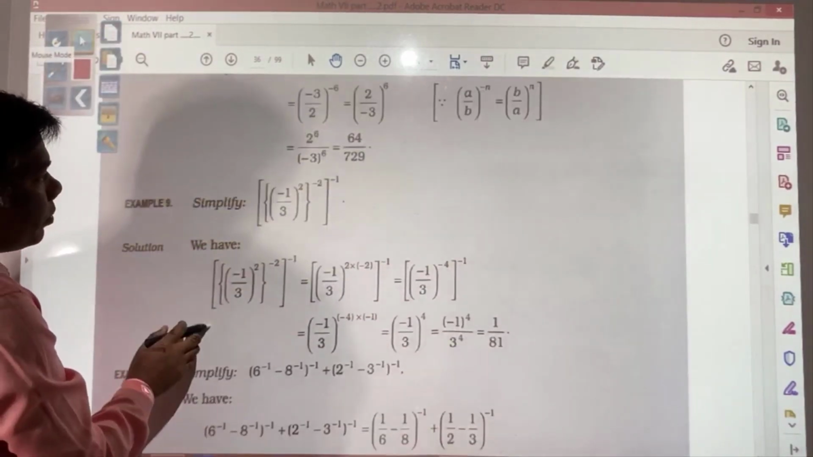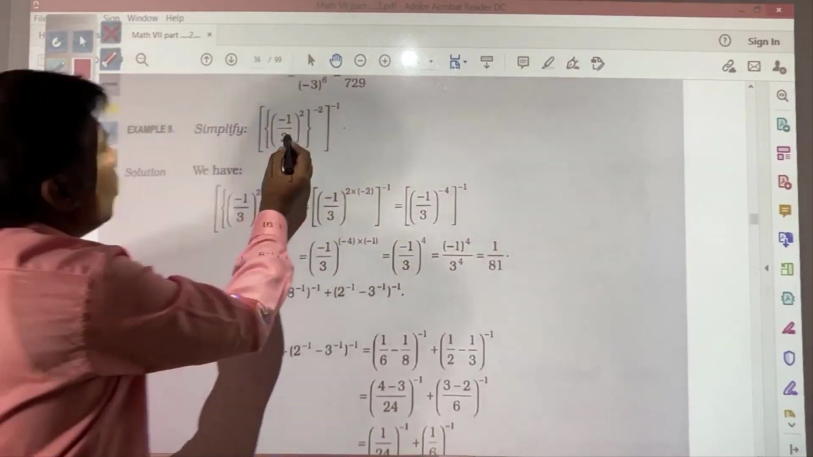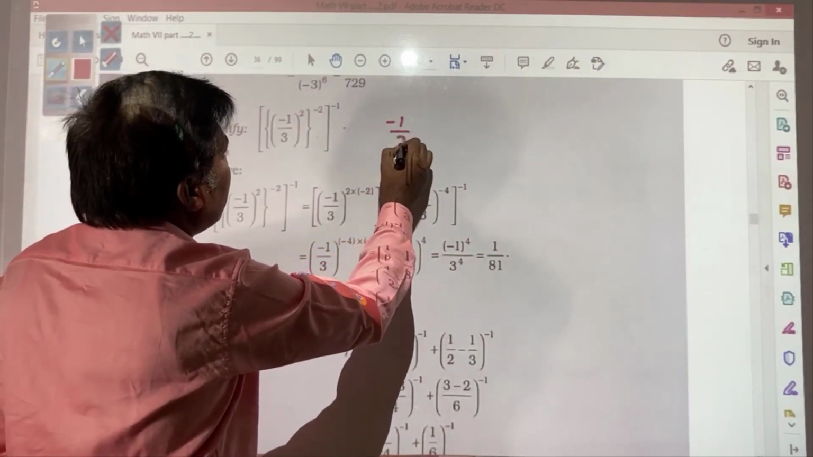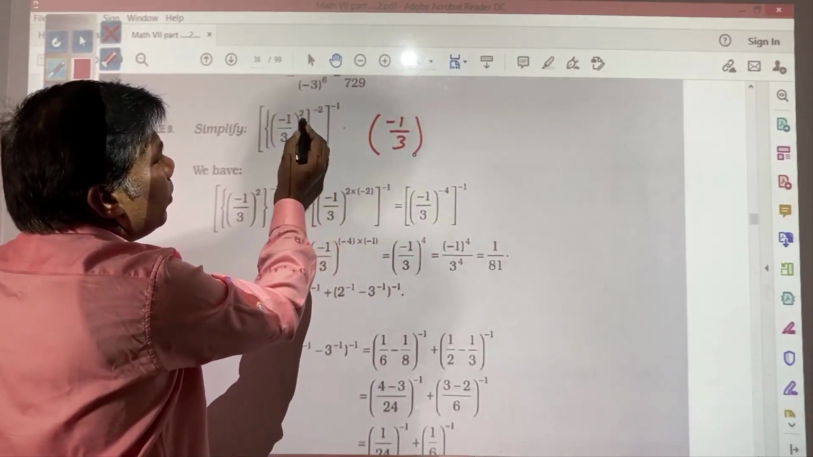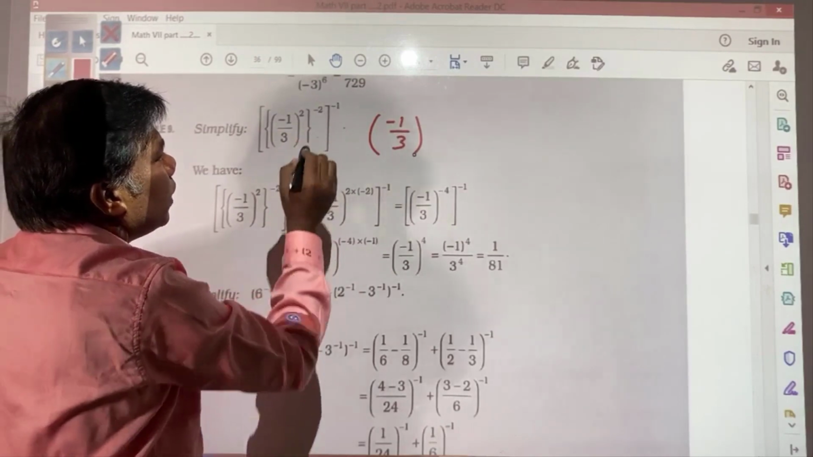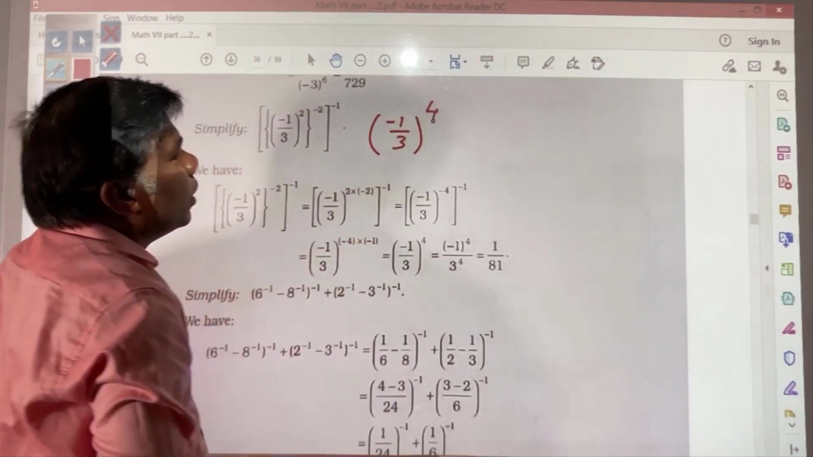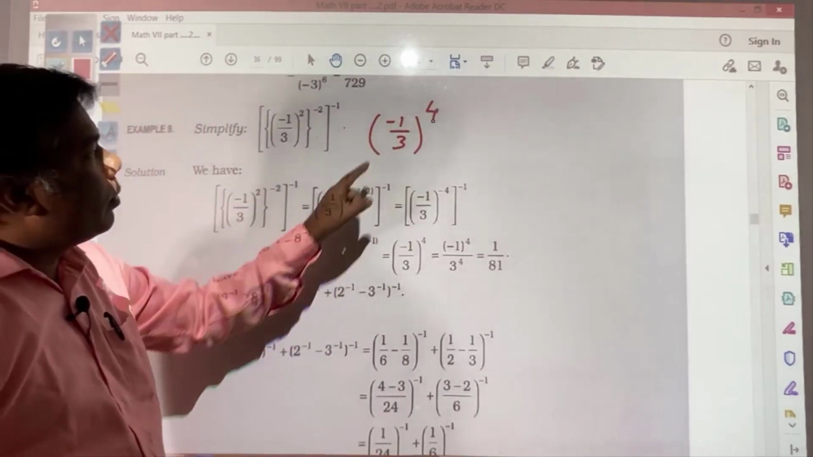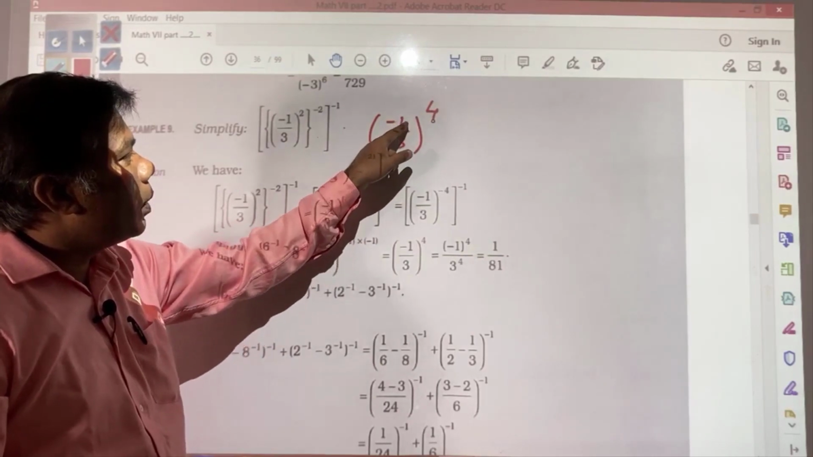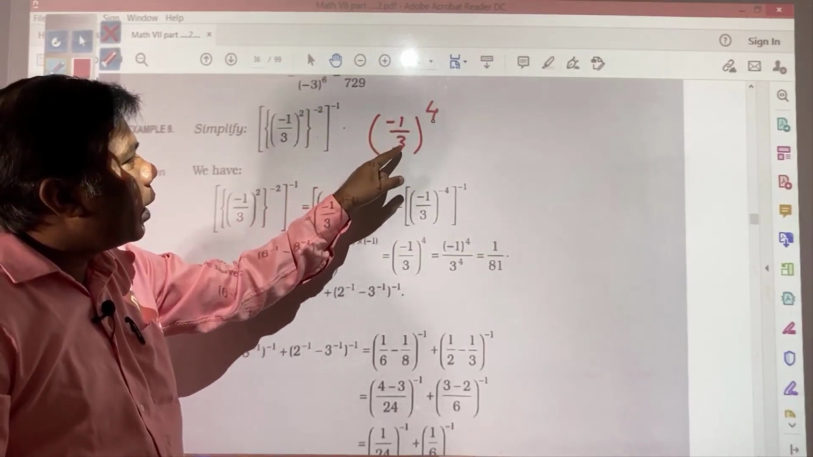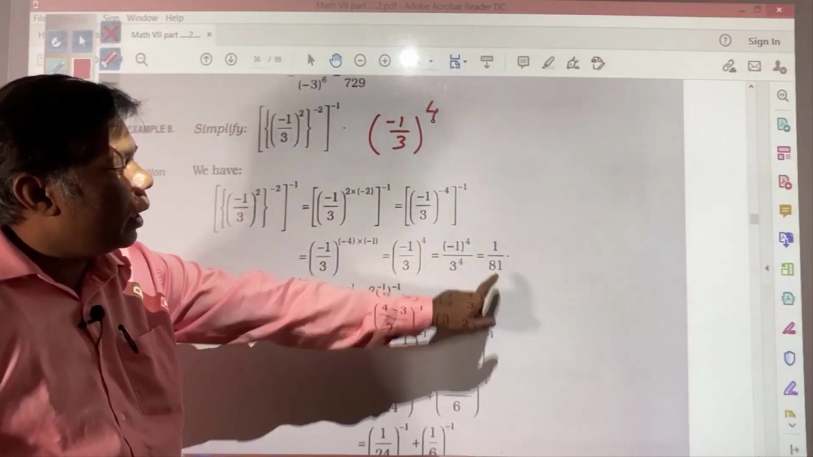Then you have, here you see, minus 1 by 3 to the power 2 into minus 2 into minus 1 means 2 to the 4. Minus into minus is plus, so this will be 4. So minus 1 by 3 to the power 4, and this will be again positive because it is getting multiplied 4 times. So 1 by 3 to the power 4, and 1 by 3 to the power 4 will be 81.